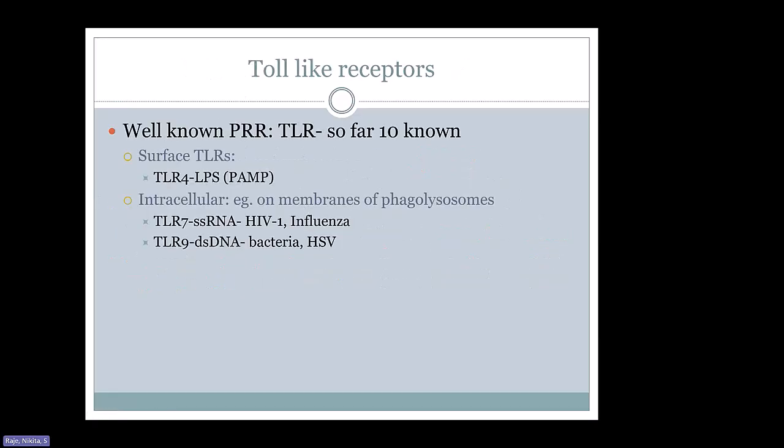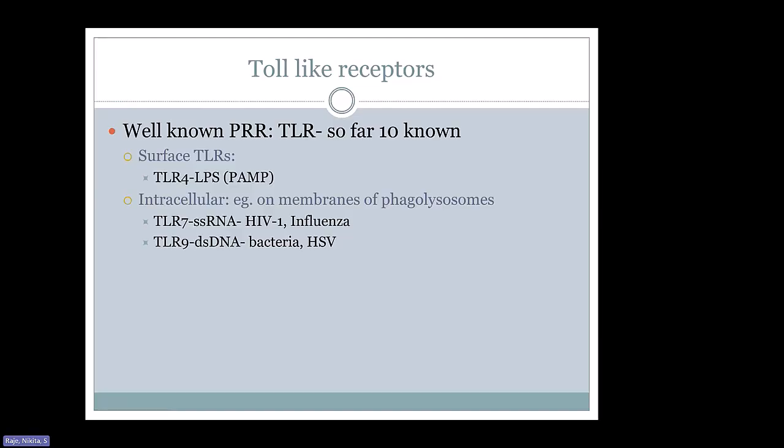Okay. So among these pattern recognition receptors, the most well studied are toll-like receptors. And there are about 10 that are described in more detail, but there might be more. And these toll-like receptors can be in different places related to the cells. So these are cell-associated pattern recognition receptors, and they are either on the surface, like TLR4, or inside the cell, which are intracellular or on the membranes of phagolysosomes, such as TLR7 and 9.